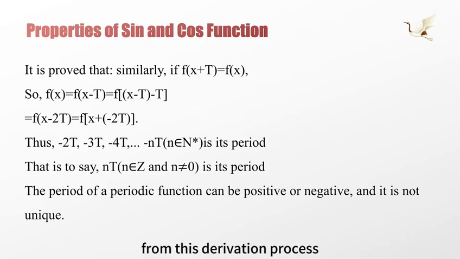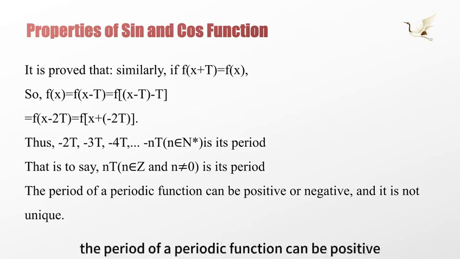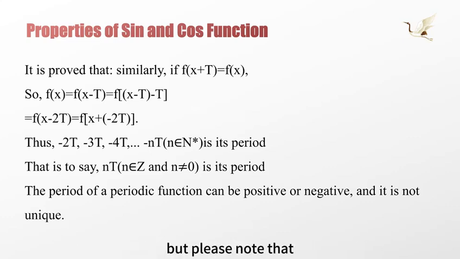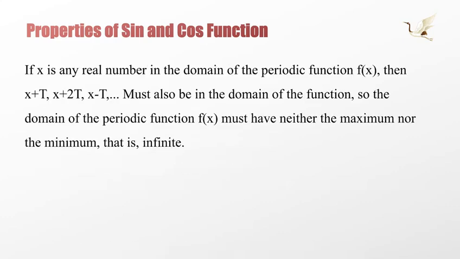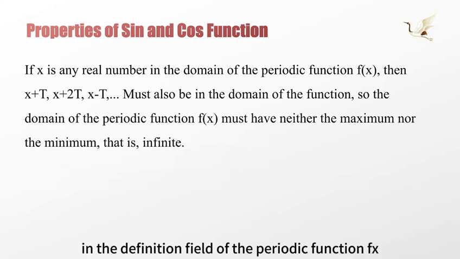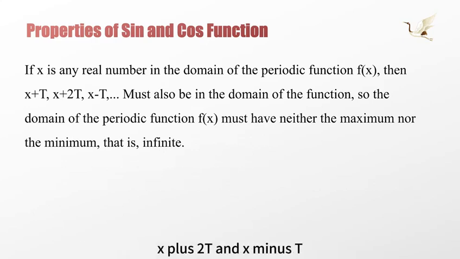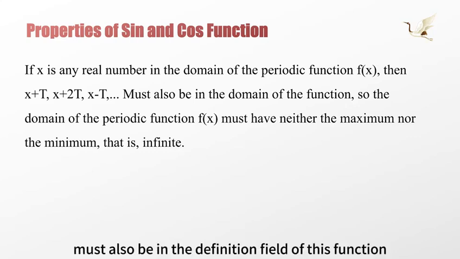From this derivation process, we will find that the period of a periodic function can be positive, negative, and not unique. But please note that the above derivation process is based on the condition that if x is any real number in the definition domain of the periodic function f(x), then x + t, x + 2t, and x − t must also be in the definition domain of this function.